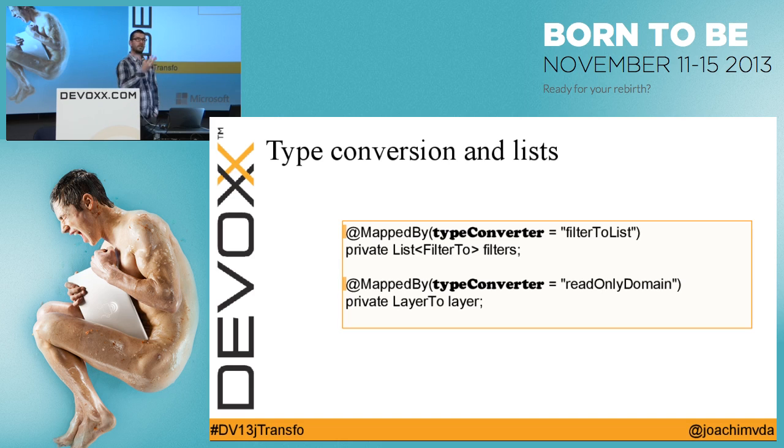You can also define default type conversions to say, for example, have a standard conversion between a date object and a Joda time DateTime object, and then it will automatically apply certain type converters depending on the types of the fields in the two objects.